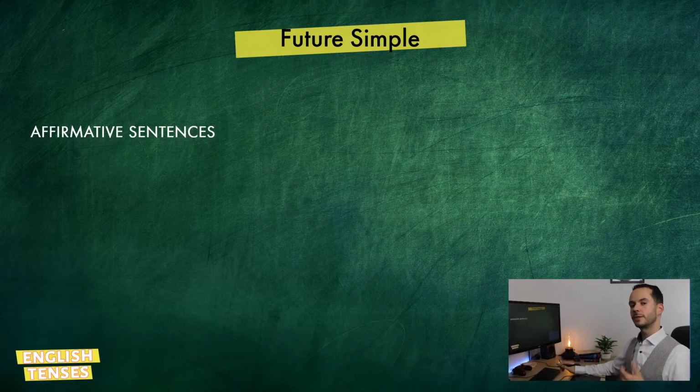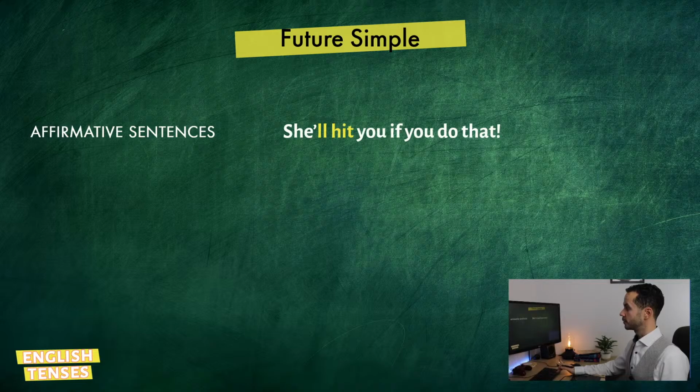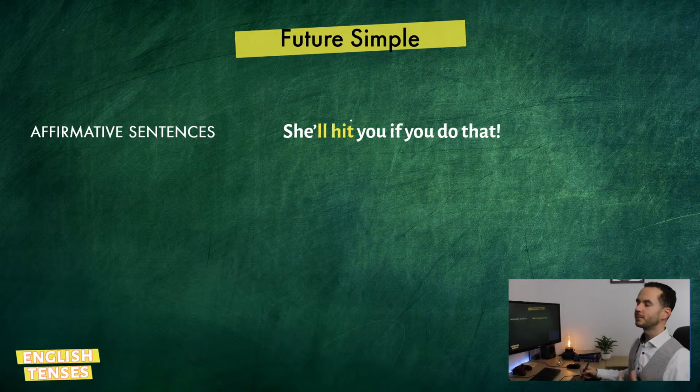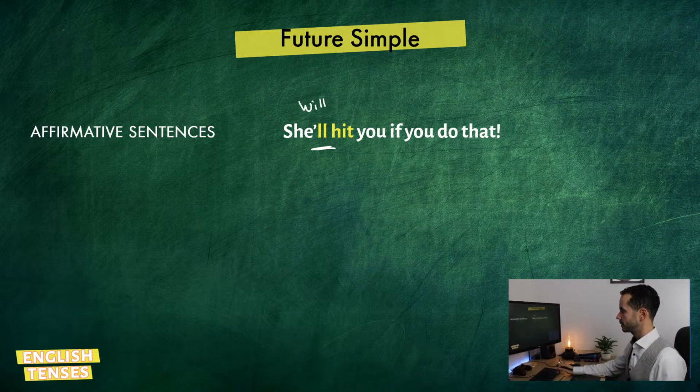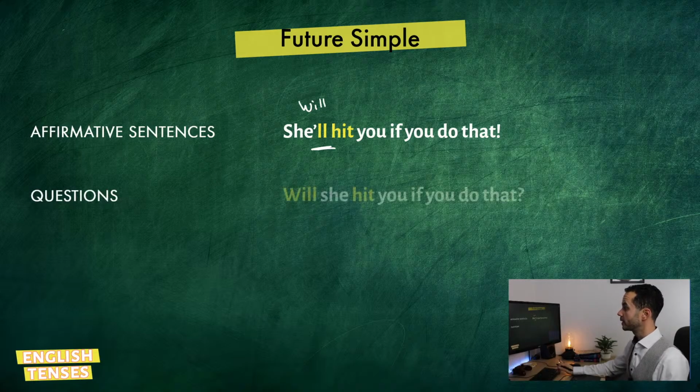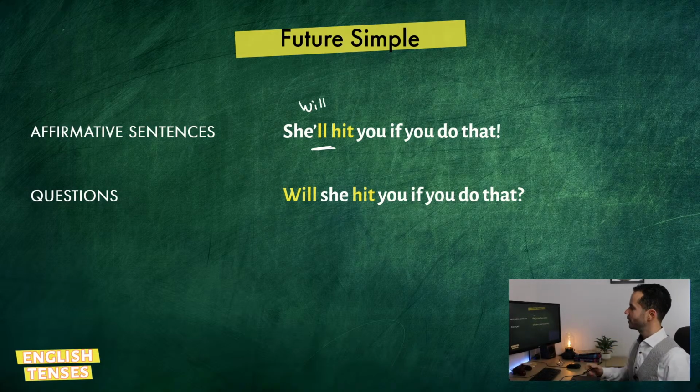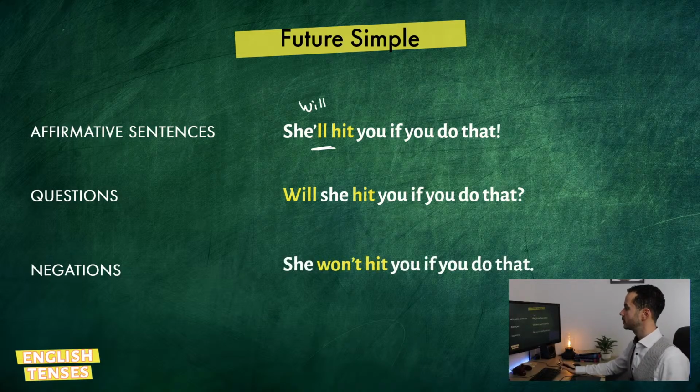So future simple in affirmative sentences looks like this. She will hit you if you do that. And I have abbreviated or contracted will to apostrophe double L. She'll hit you if you do that. For questions, we get inversion. Will she hit you if you do that? And then for negations, we obviously get not, so we get she won't hit you if you do that.